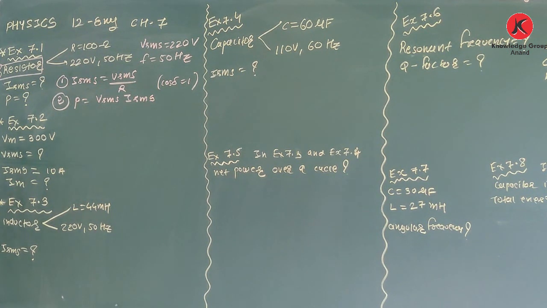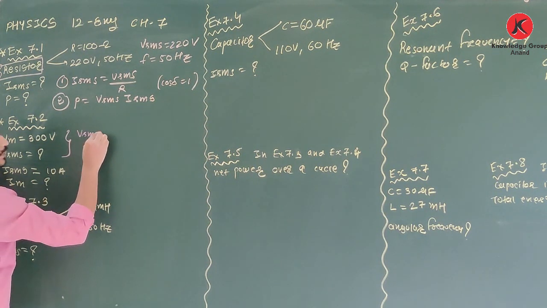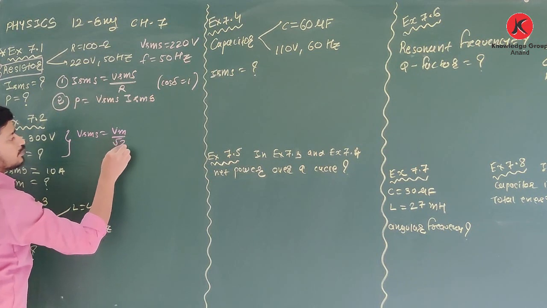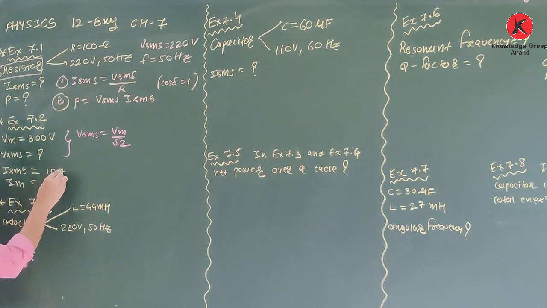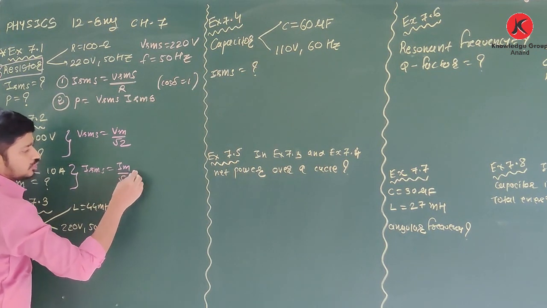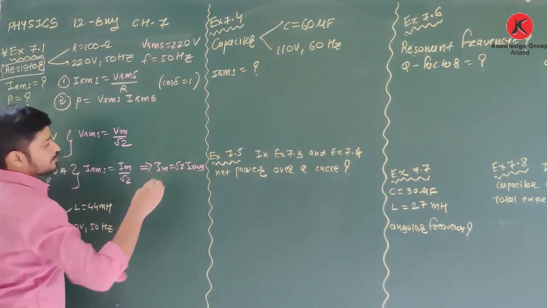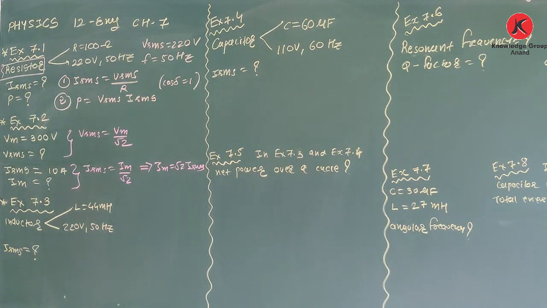Exercise 7.2. Maximum value of voltage 300 volt and you have to find RMS value. This simple question, we know that VRMS is equal to Vm upon root 2. Second question is IRMS is equal to 10 ampere. Then what is Im, means peak value or maximum value? Again IRMS is equal to Im upon root 2. Therefore Im is equal to root 2 IRMS. Simple. Next one.